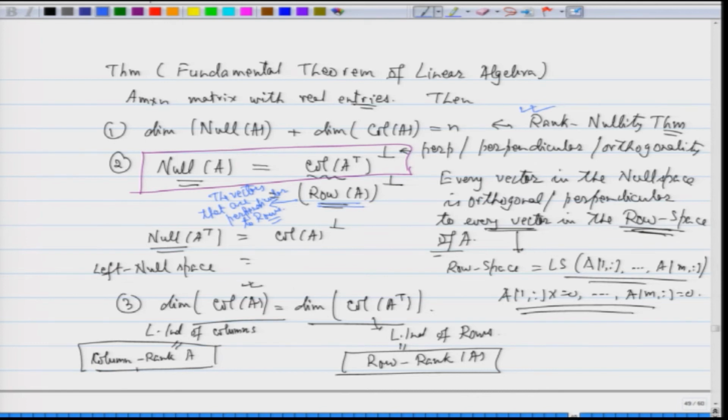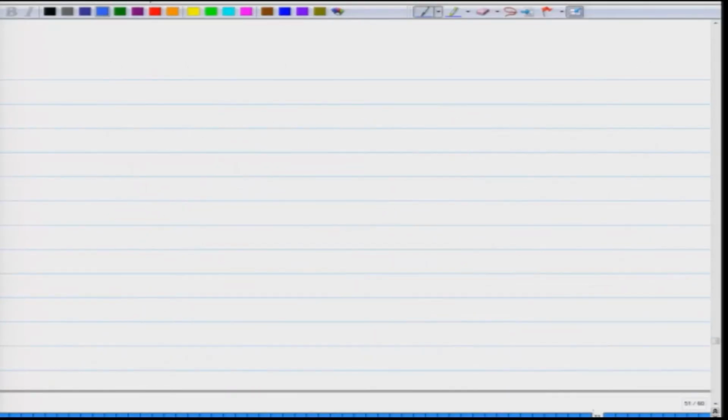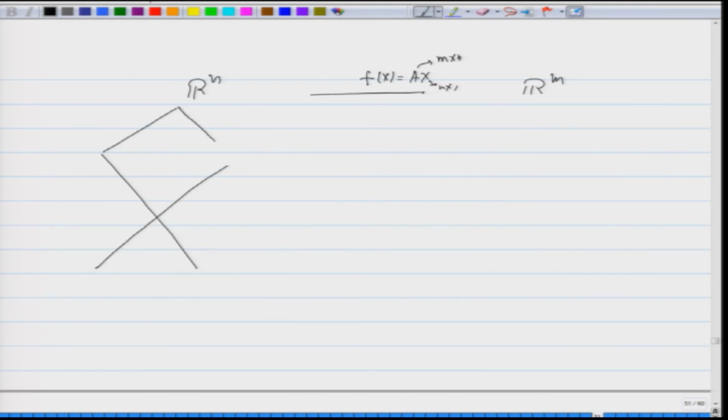Let me write this in terms of a diagram so that there is more clarity. I am going to write Rn here, which was the domain space. I have Rm here, which is the column space, and I have a function f so that f of x was Ax. A was m cross n, x is n cross 1. So I get f of x, which is an element here. I have something here, and this is perpendicular here.